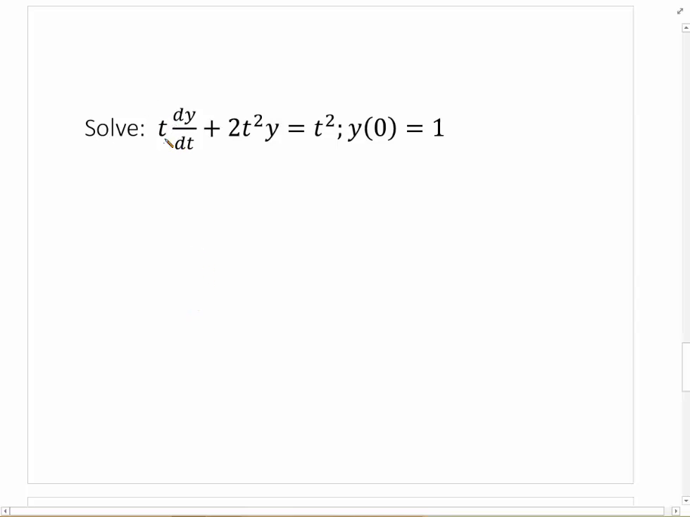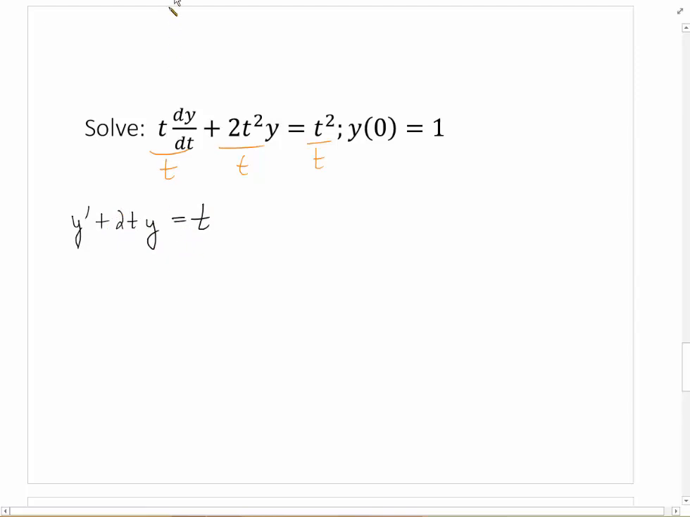Alright, so first thing I'm going to do is divide through by t. I want the dy/dt, I want the y prime by itself. So let me divide through by t. Alright, so now I have y prime, dy/dt, plus 2t y is equal to t.